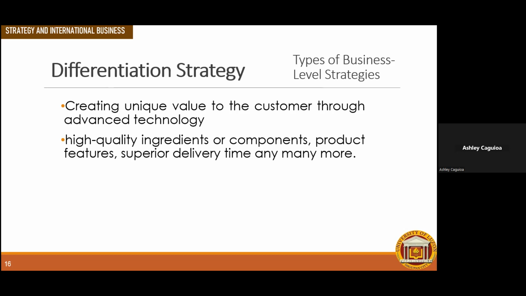Like for example, Starbucks. Kahit na mahal po yung price nung binebenta nila, they stick to it kasi ang ano nila is the quality. So, that is differentiation strategy.